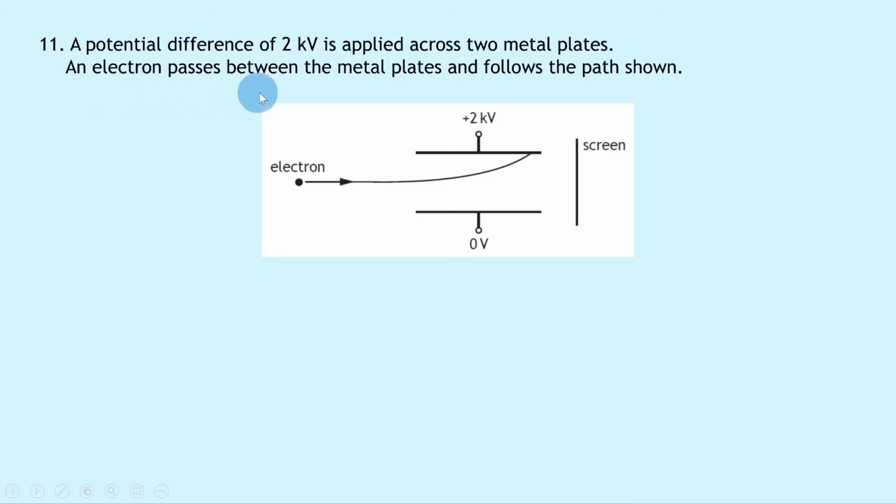Question 11 says a potential difference of 2 kilovolts is applied across two metal plates. An electron passes between the metal plates and follows the path shown. So we have the electron travelling straight until it reaches the region between the electric field, and at which point it's going to start curving up towards the positively charged plate. And we have a plate of 0 volts down the bottom, which you could think about as being a negatively charged plate. So positively charged on the top and negatively charged on the bottom.